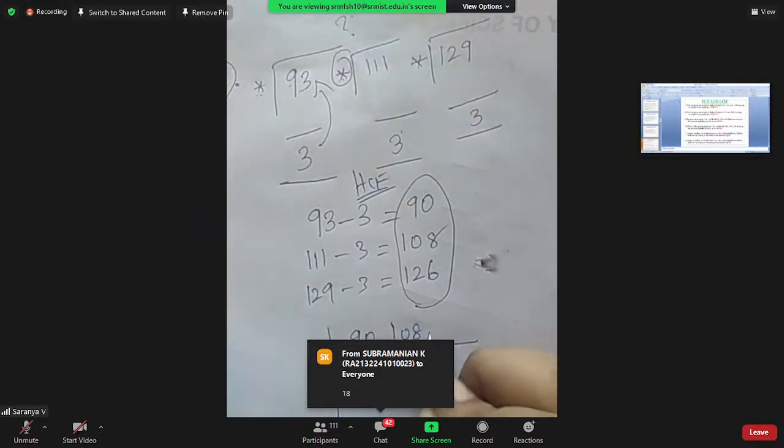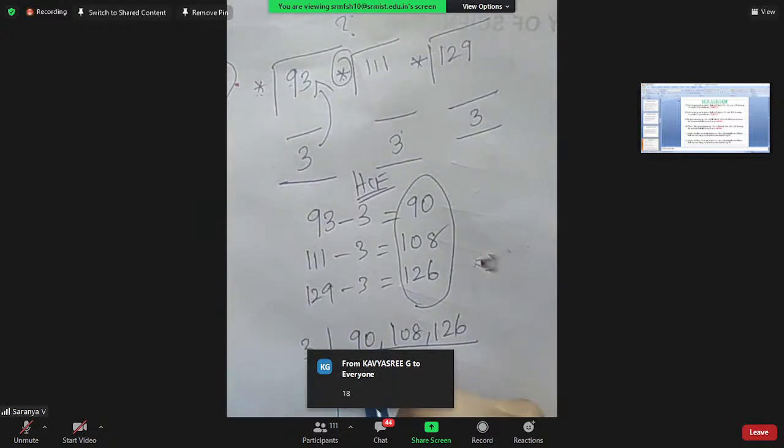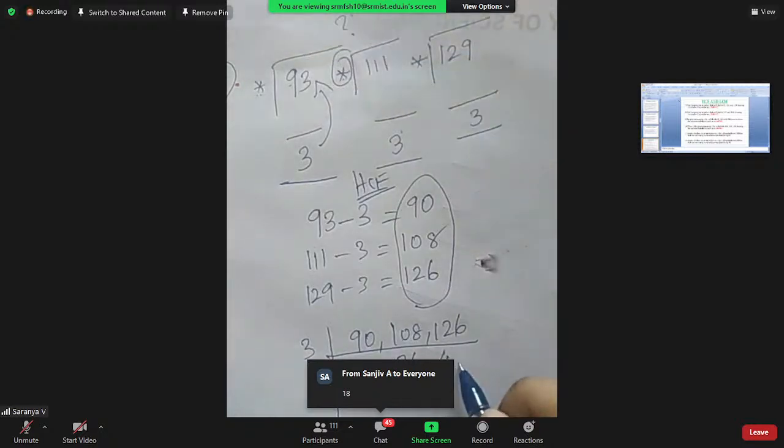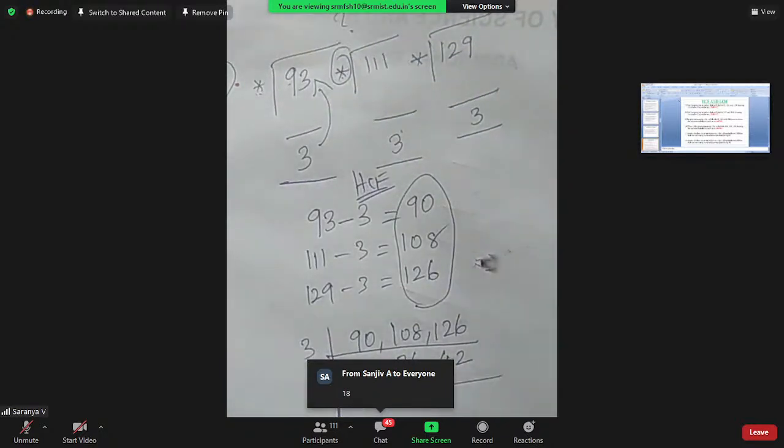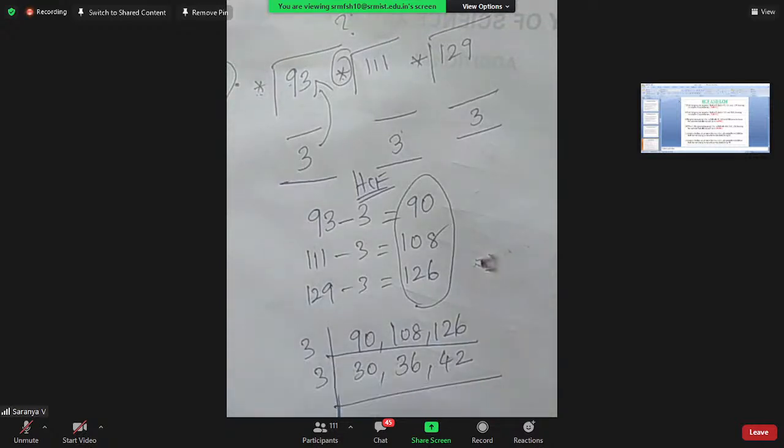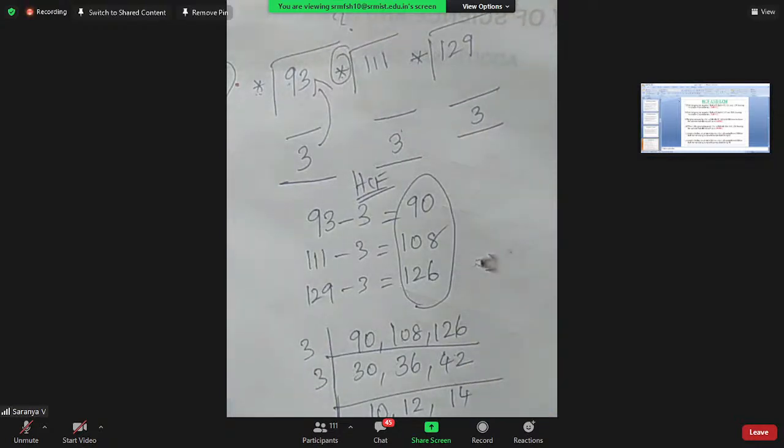90, 108 and 126. 3 table: 3 thirties are 90, and 3 threes are 9, balance 1, 6; 4 threes are 12, 2. And again 3 table: 10, 12, 1 threes are 3, balance 1, 4.